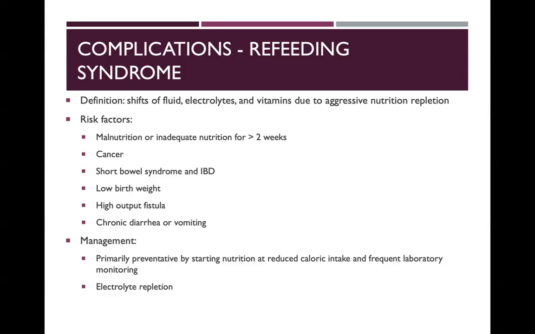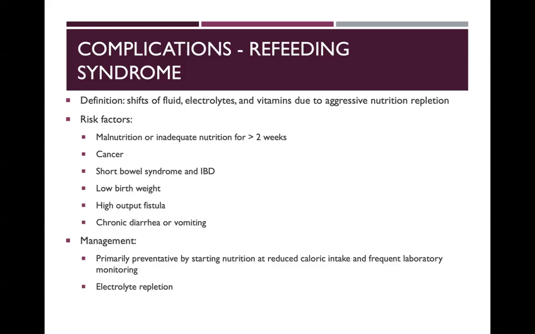Short bowel syndrome and inflammatory bowel disease, these patients, and same thing with low birth weight, these patients don't absorb a lot of nutrients. So at baseline, they are malnourished. So again, higher risk of refeeding syndrome. High output fistula, diarrhea, vomiting, these patients are not absorbing enough nutrients, same thing, they are going to have high risk. So generally, like I said, it's a common condition, not some random fancy thing that you read in a textbook. It actually happens in real life quite often.